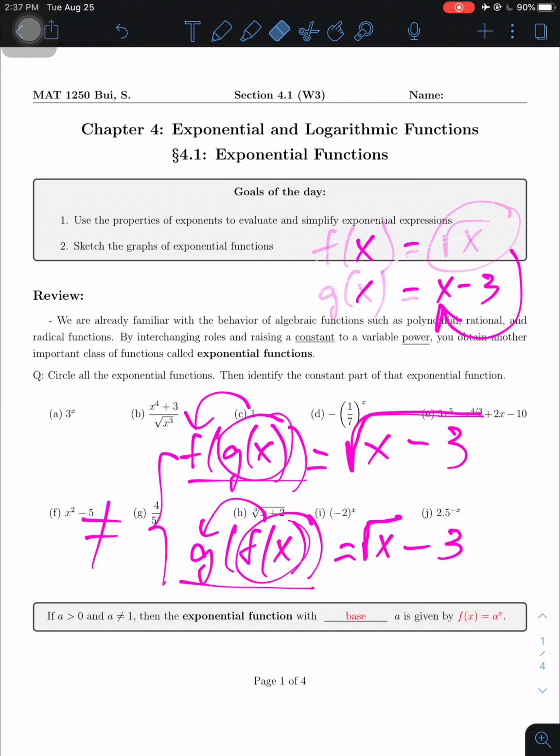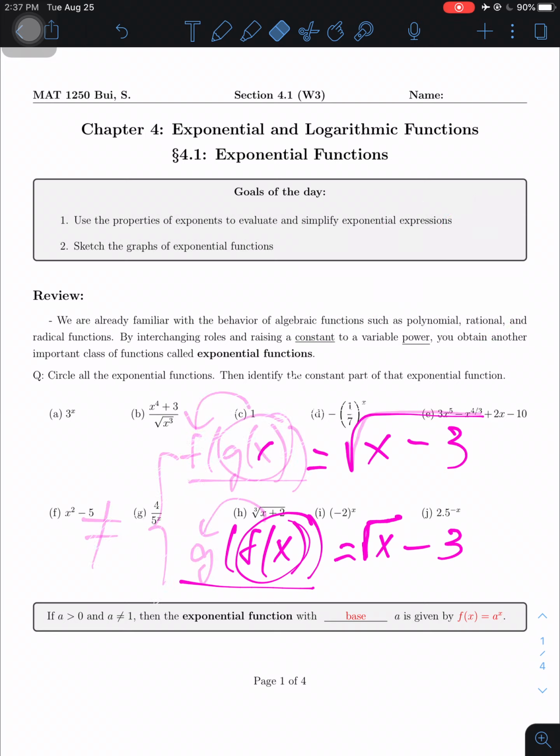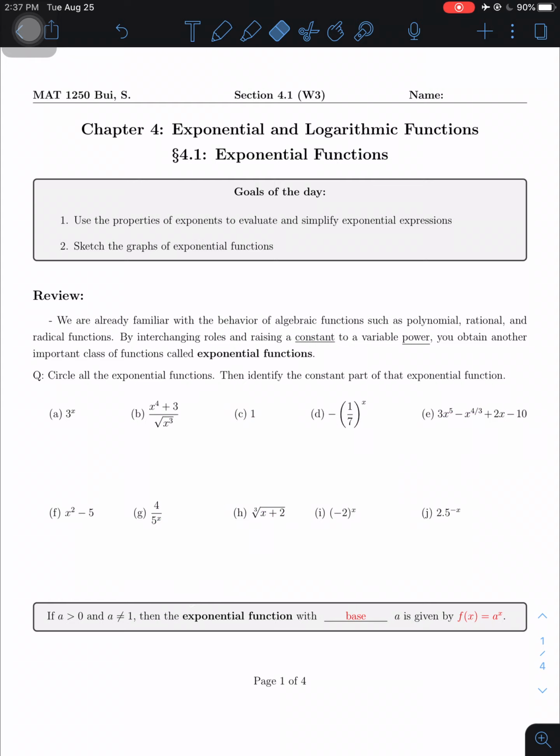And the very last concept that we learned from 1.4 was about an inverse function, okay? In the sense that if you want to solve for an inverse function, first of all, you have to replace f of x with y, and after that you interchange x and y, and lastly you solve for y. What do I mean by that?